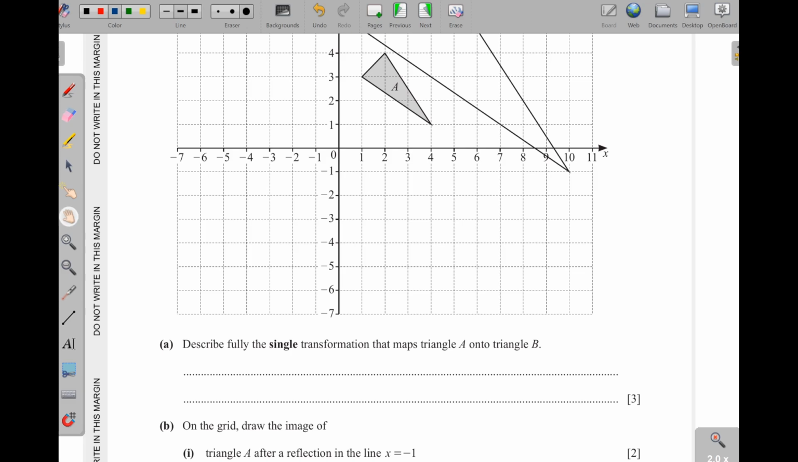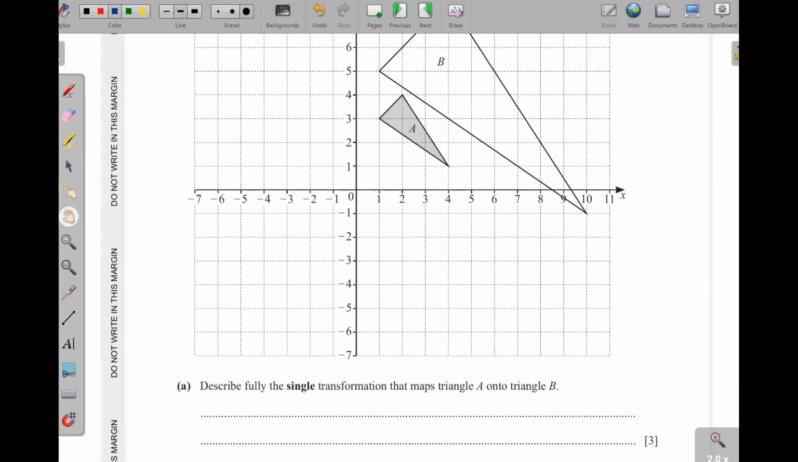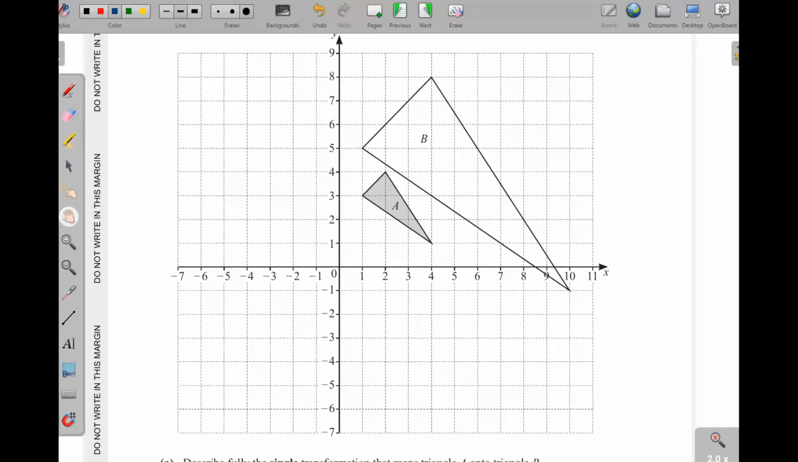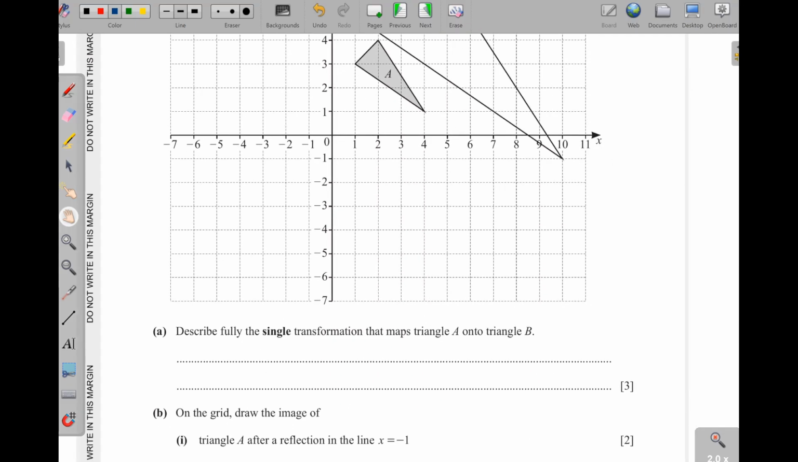Then for rotation, the object and the image are the same size. Okay, they are congruent shapes, but for enlargement, one of them is bigger than the other. And when you look at this, we can see that A is smaller than B. So therefore this is enlargement, by the way. So let me just write, this is enlargement. Enlargement, tell us the scale factor.